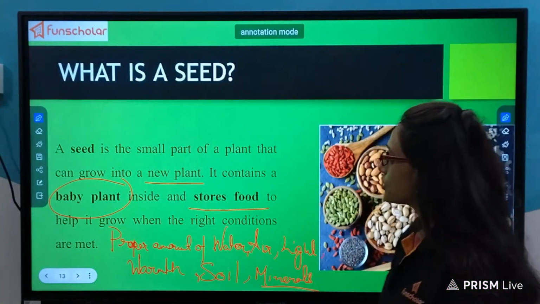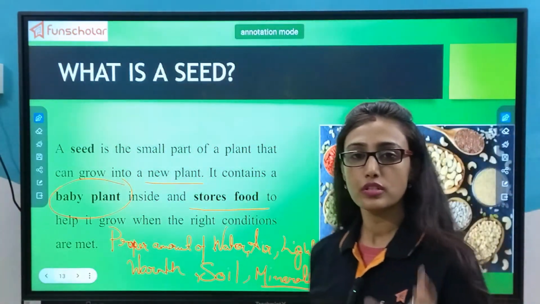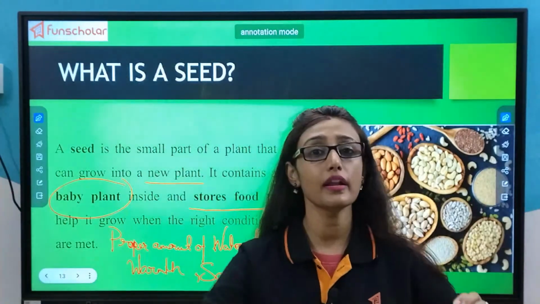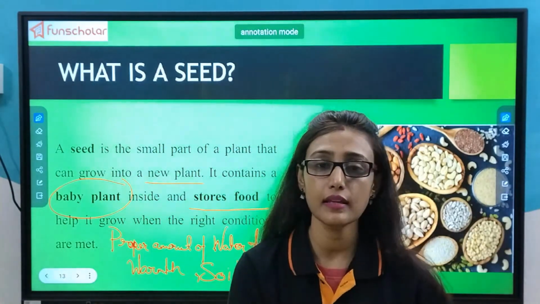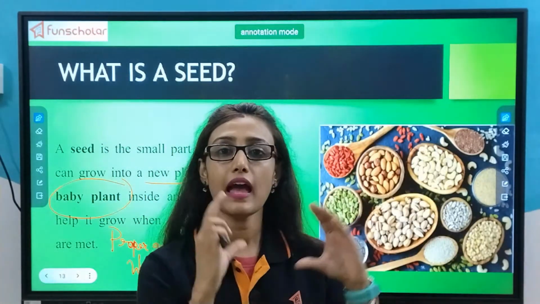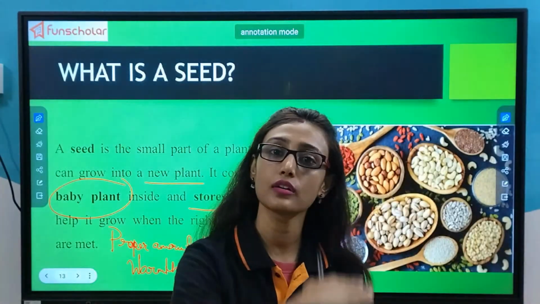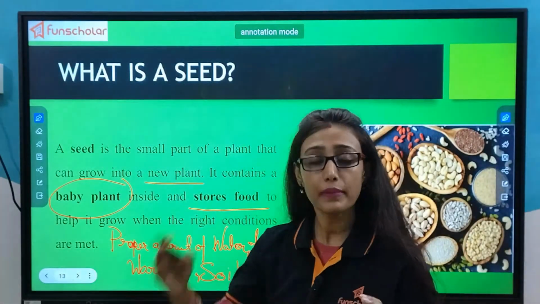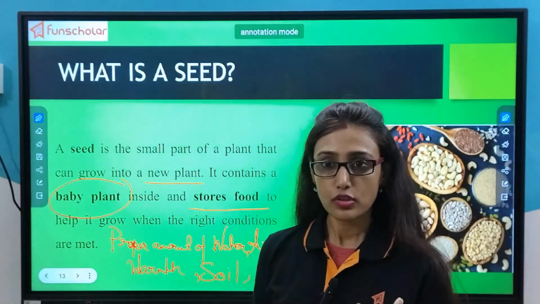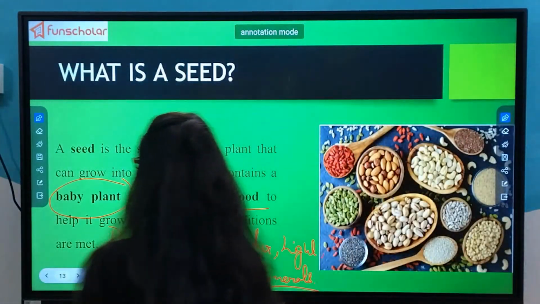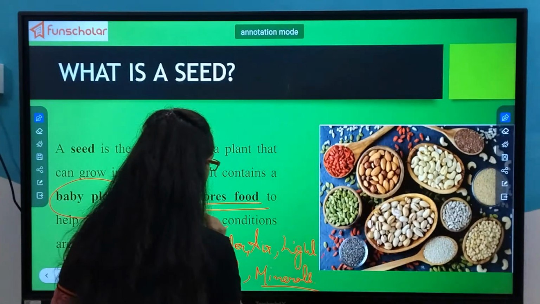Right? So what is a seed? You have understood. A seed is such a part of a plant that grows into a new plant. Why is a seed important? Because a seed stores the baby plant in it and it has the food for the growth of the developing plant. So that is why a seed is very necessary. Now we have to know how it stores food.